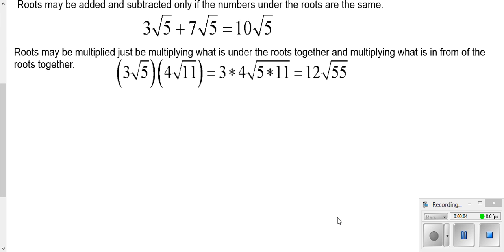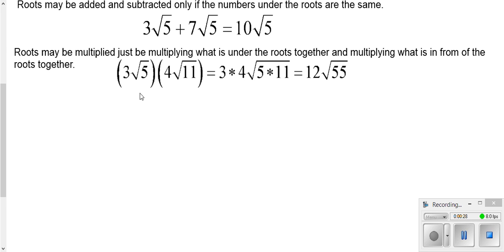We're going to take a look at adding, subtracting, and multiplying roots. We looked at dividing roots in the last video. Now, roots can be added and subtracted if the root itself is the same. So here we have 3 of the root 5s, and we're adding 7 more of the root 5s, giving us a total of 10 of the root 5s.